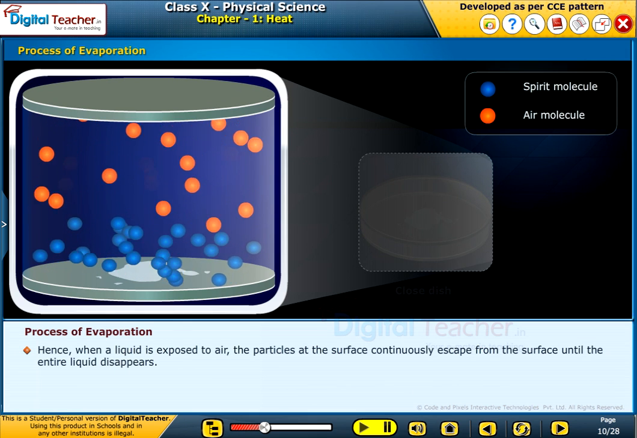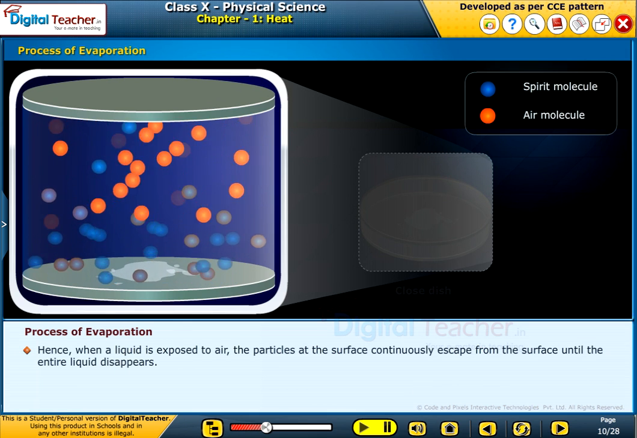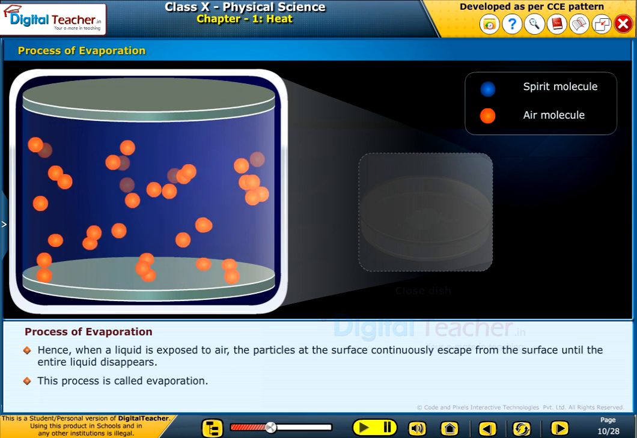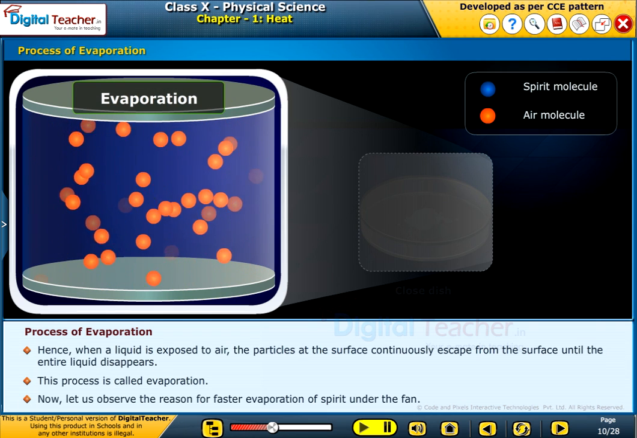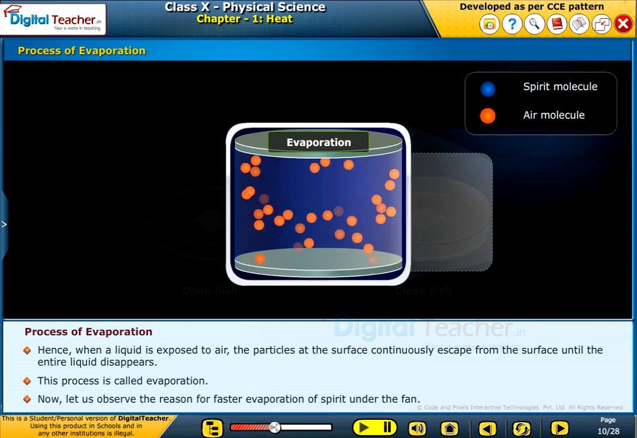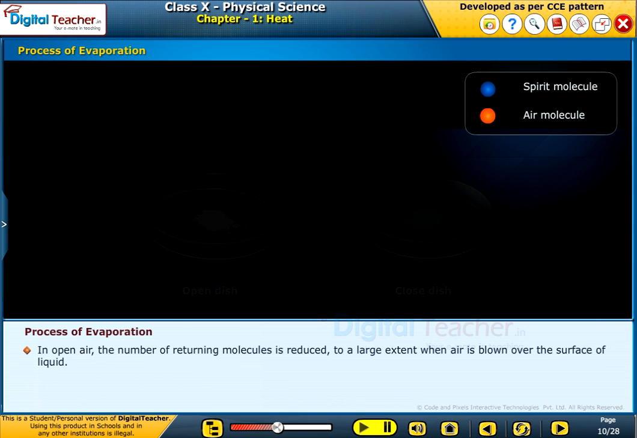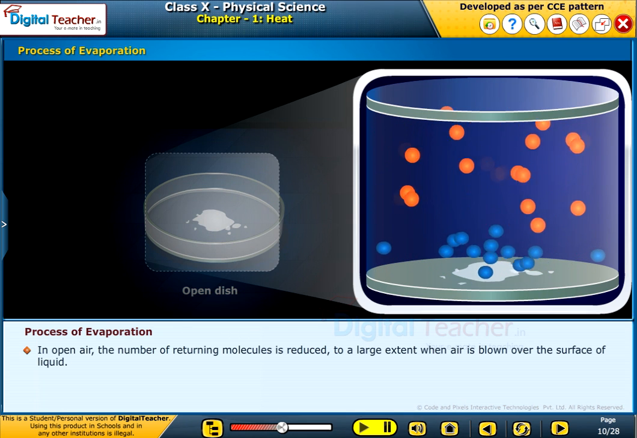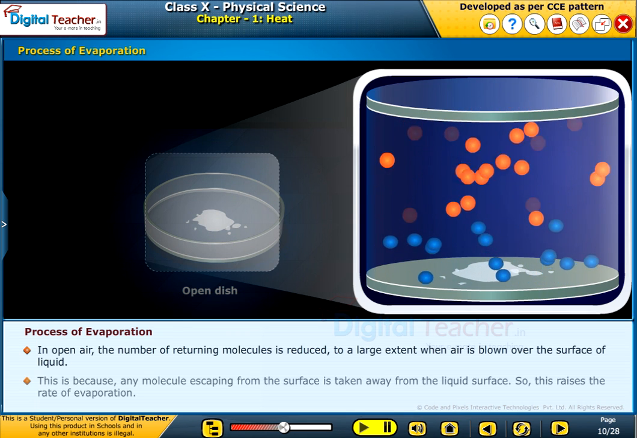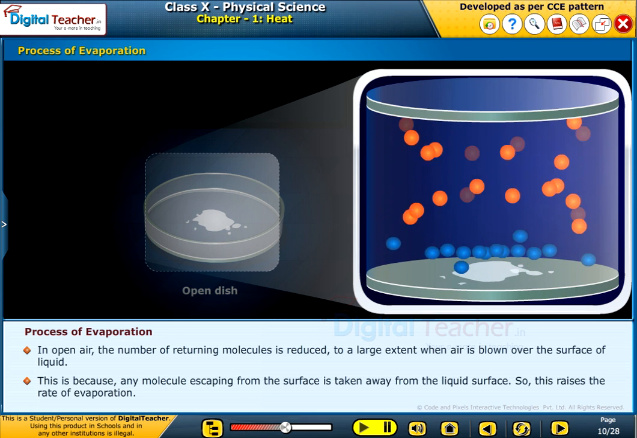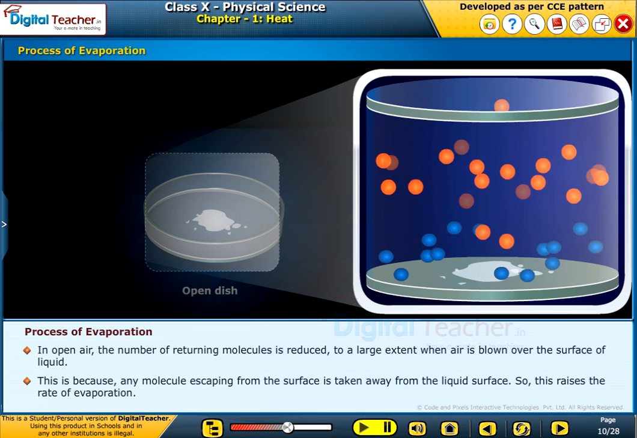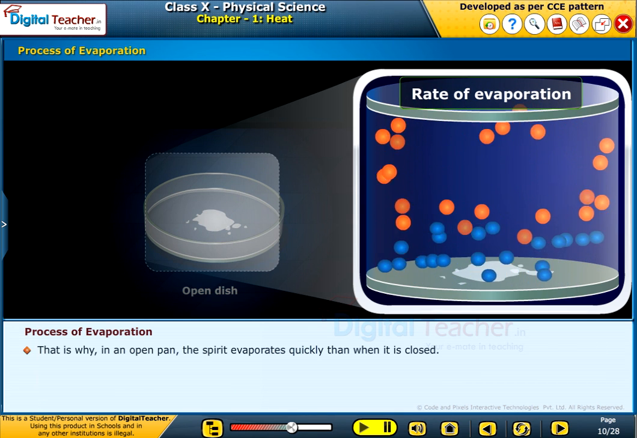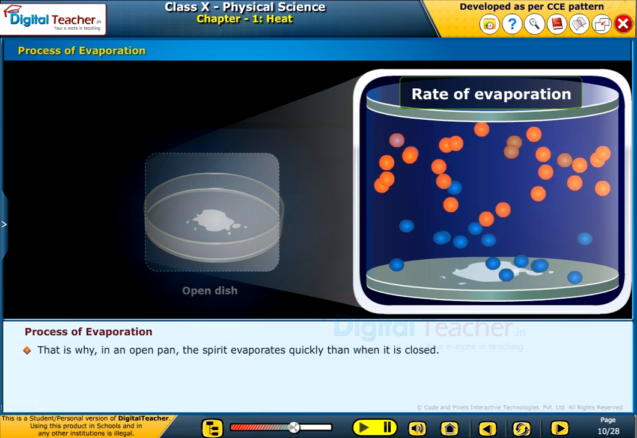Hence, when a liquid is exposed to air, the particles at the surface continuously escape from the surface until the entire liquid disappears. This process is called evaporation. Now, let us observe the reason for faster evaporation of spirit under the fan. In open air, the number of returning molecules is reduced to a large extent when air is blown over the surface of the liquid. This is because any molecule escaping from the surface is taken away from the liquid surface, so this raises the rate of evaporation. That is why in an open dish, the spirit evaporates quicker than when it is closed.